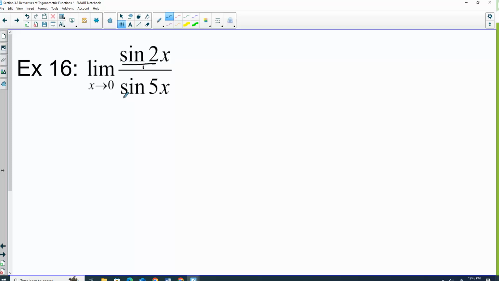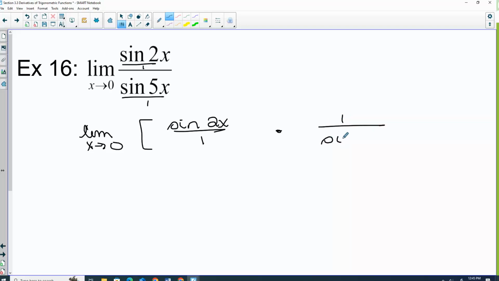I heard a couple different options there, both work. So if you think of them as each over 1, then if you flip and multiply, you have sine 2x over 1 times 1 over sine 5x. Are we okay with that? All right.